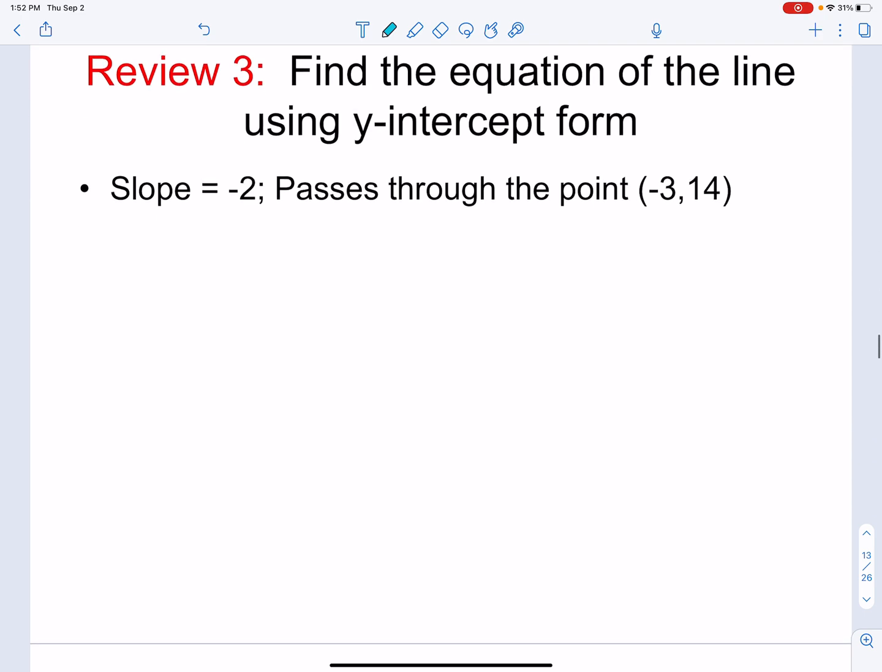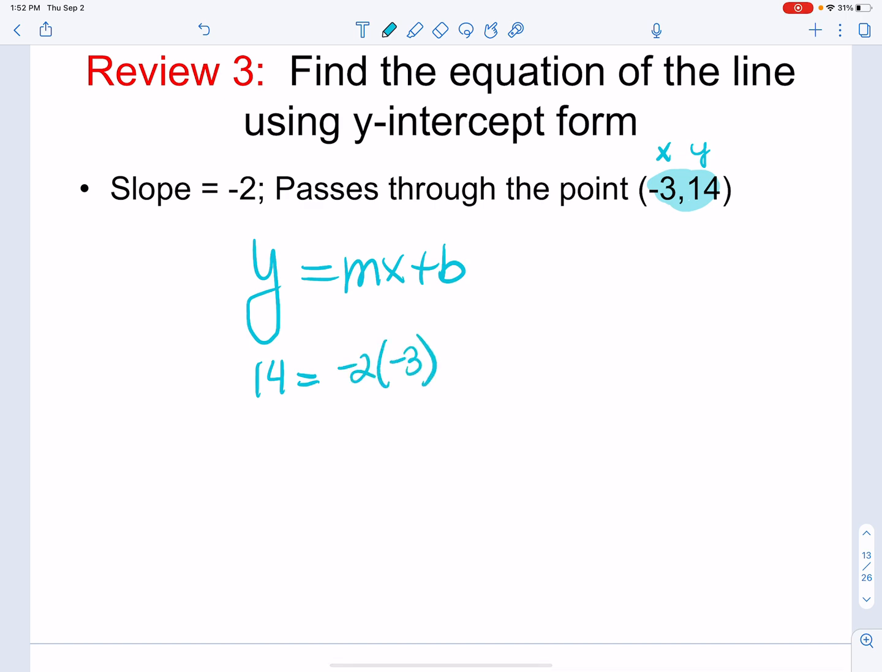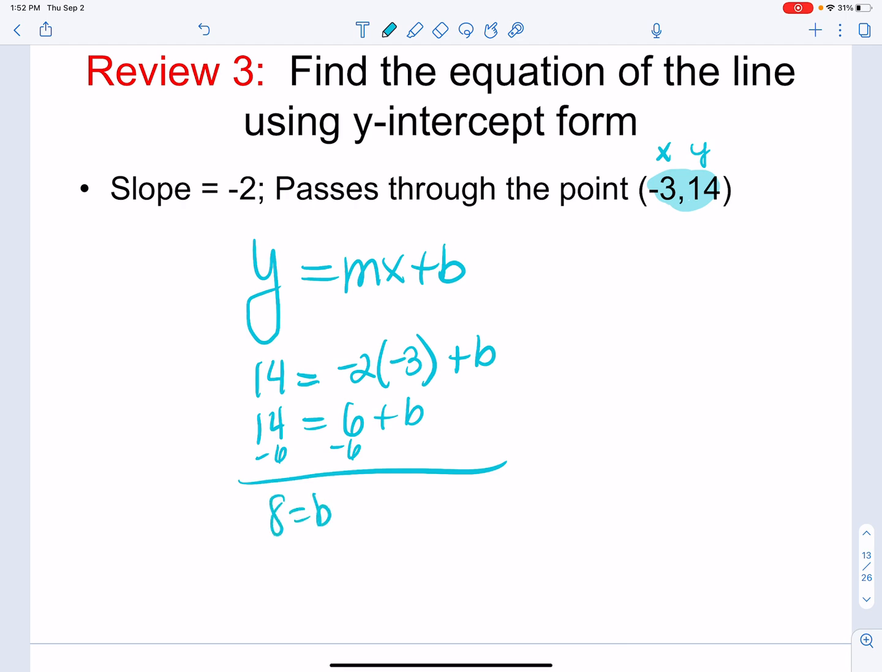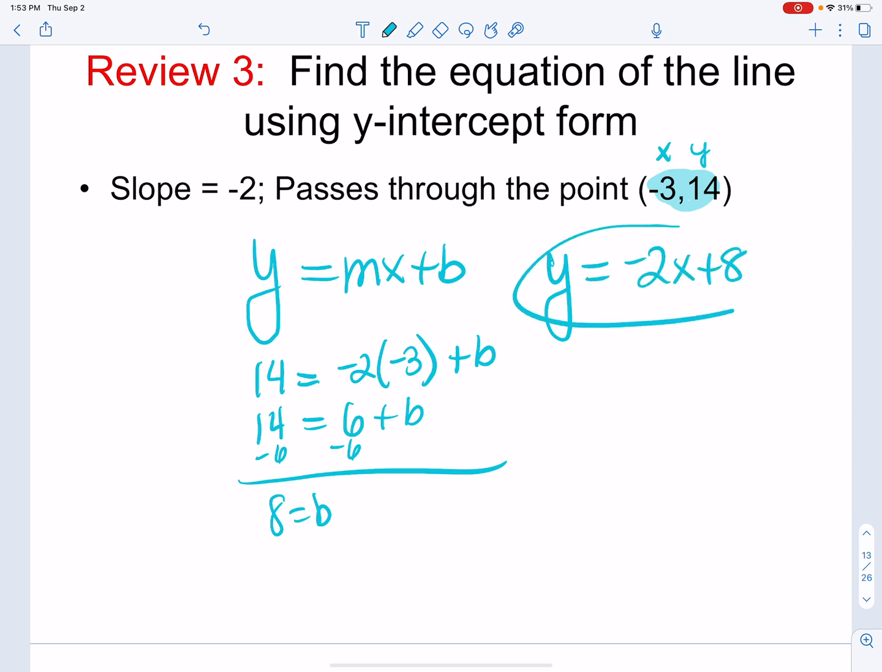So on this first one, if the slope is negative 2 and it passes through this point, this is not an intercept, but this is an x and a y. So if I write y equals mx plus b, I can plug the y in for y, the m in for m, the x in for x, and then I get b. So I'd have 14 equals 6 plus b. Subtract 6 from both sides, and I have 8 equals b. So now I know an m and a b, so I would write y equals negative 2x plus 8. That is my final answer, to put it in intercept form.